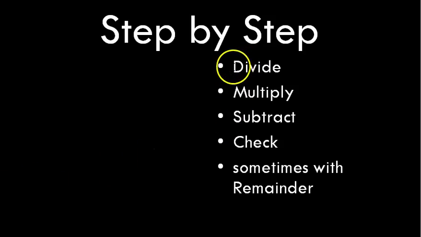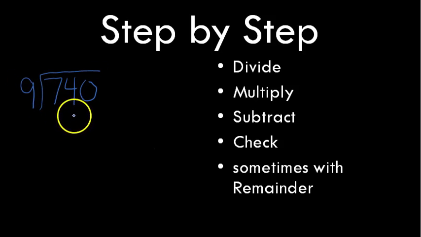So again, I wrote these steps. We're going to divide first, then multiply, then subtract. We check our work, and then sometimes we have a remainder, and those steps happen every single time. So let's start with that blue color again. We're doing the exact same problem. 740 divided by 9. So I have 740 cards. 9 cards go in each page. So my quotient should tell me how many pages I'm going to need.